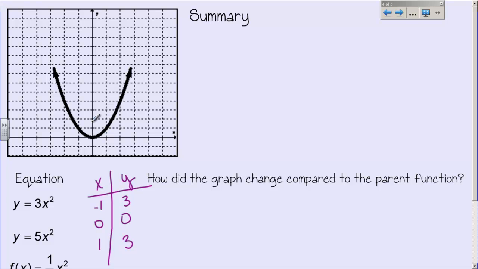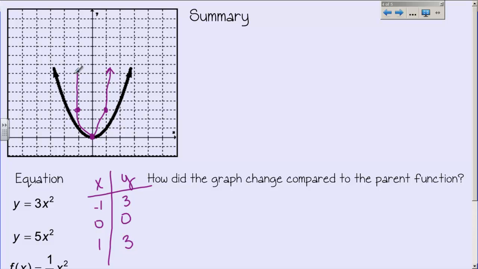We are going to dilate. So we have negative 1, 3. We have 0, 0, so the vertex is in the same place. And then we have 1, 3. So I have not changed the position of my parabola at all.